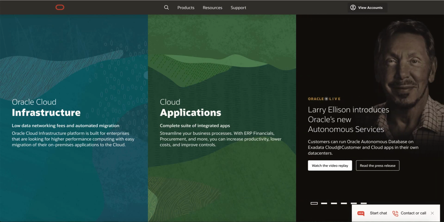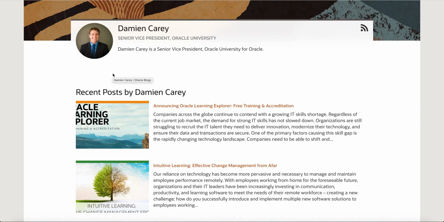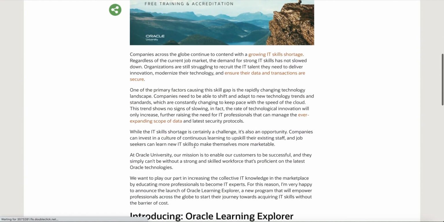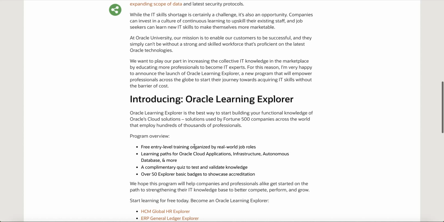First I will show you the blog by Damien Quere, who is a senior vice president in Oracle University. He says there are a few skills where the demand is huge in the market, and organizations apart from Oracle also require that skill profile but are not finding it. This blog, released by Oracle, explains how you can avail the free courses and get the badge.